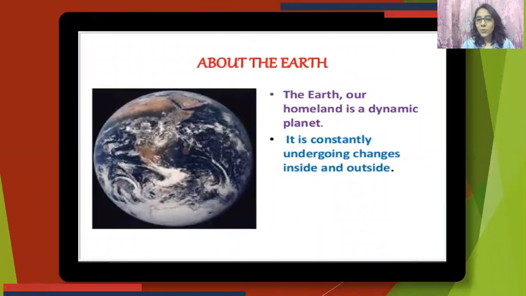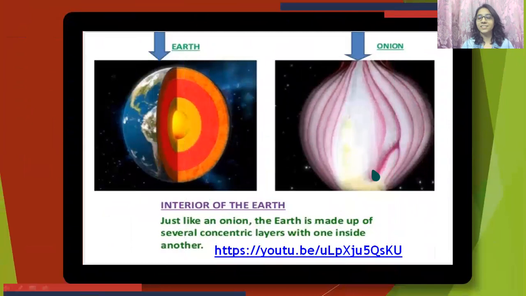As we all know, our planet Earth is a really unique planet. It constantly undergoes changes both inside and outside. Now, as we know, the topic is inside our Earth. So, we are going to study largely about the interior of the Earth. Our planet is made up of several concentric layers just like an onion.